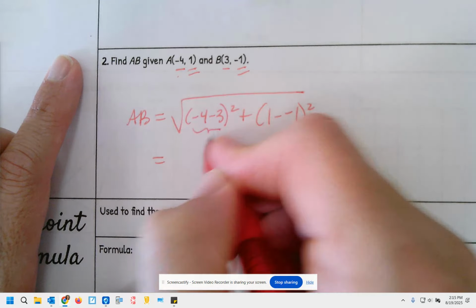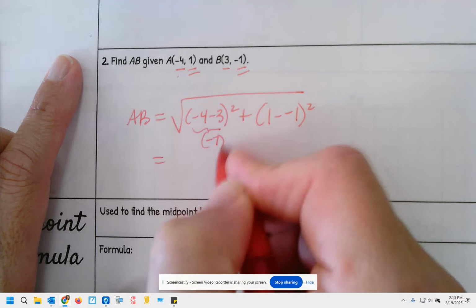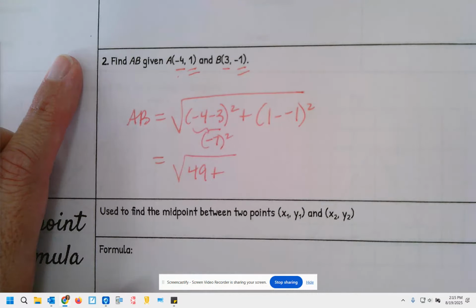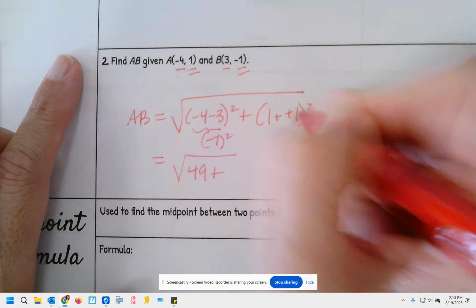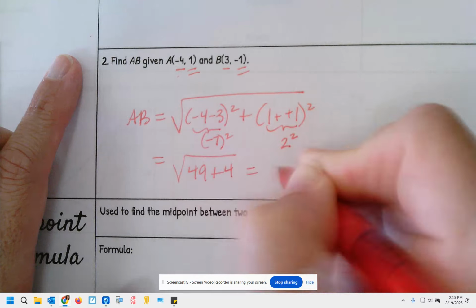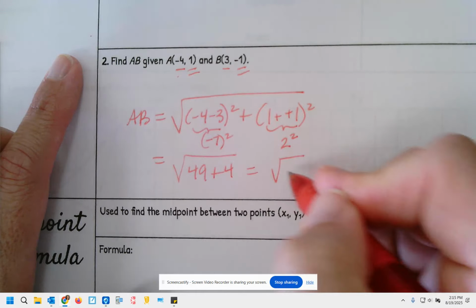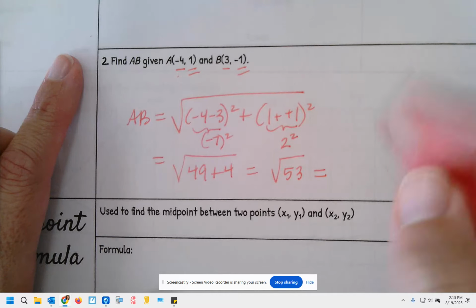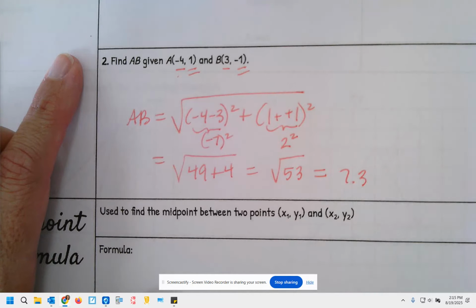-4 minus 3 is -7. Squared is 49. 1 minus -1 becomes addition for a total of 2. Squared is 4. So we've got the square root of 53. And if you plug that into a calculator, that is approximately 7.3.